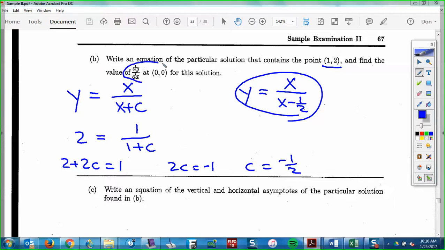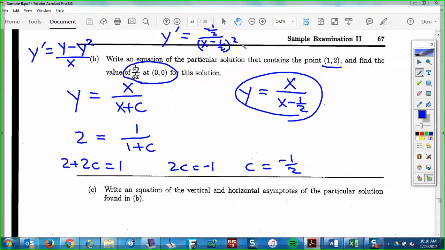Then, find what the slope would be at 0, 0. So now, this comes back from part A. Remember they said in part A, every solution is going to have a point at 0, 0. So what is the slope at 0, 0? We have two different slope equations we could use. We have this one, and we have the one we did earlier, which was c over x plus c squared, which now for us would be -1/2 over x minus 1/2 squared, because we know c is -1/2 right now.